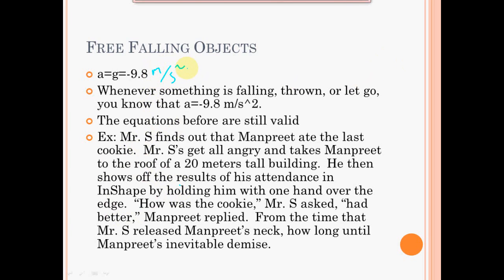When something is falling or thrown or let go, you always know that your acceleration should always equal negative 9.8 meters per second squared. You might have a problem that says we're going to throw a ball in the air, how long until it falls on the ground? Well, you will assume acceleration equals negative 9.8 meters per second squared because you know it was thrown.